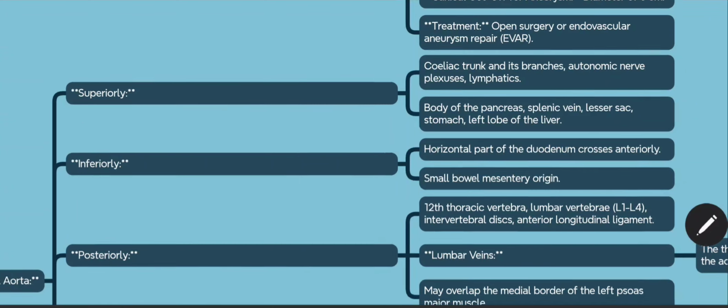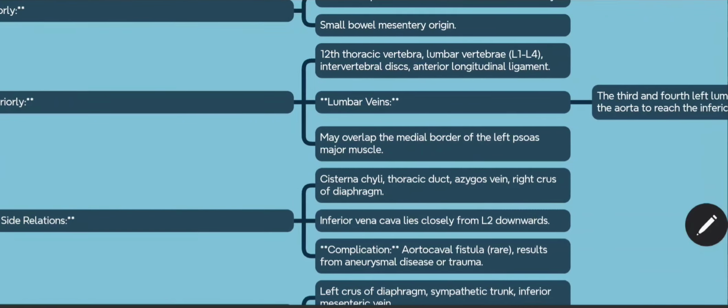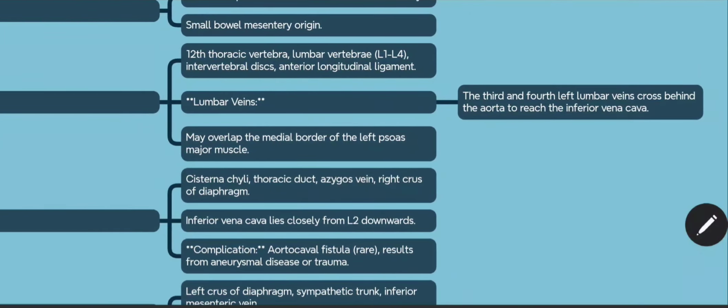What about posteriorly? Posteriorly: the 12th thoracic vertebra, lumbar vertebrae L1 to L4, intervertebral discs, anterior longitudinal ligament, and the lumbar veins. The 3rd and 4th left lumbar veins cross behind the aorta to reach the inferior vena cava and may overlap the medial border of the left psoas major muscle.